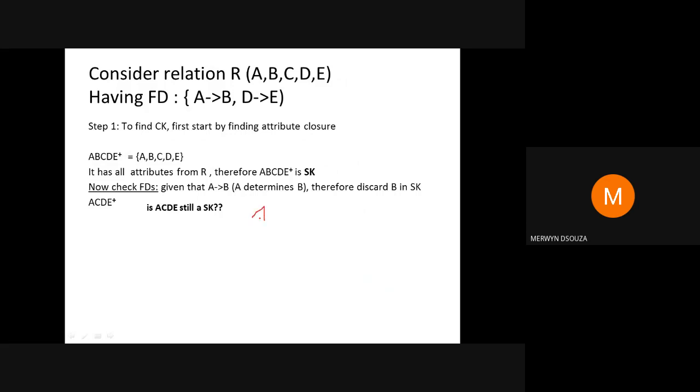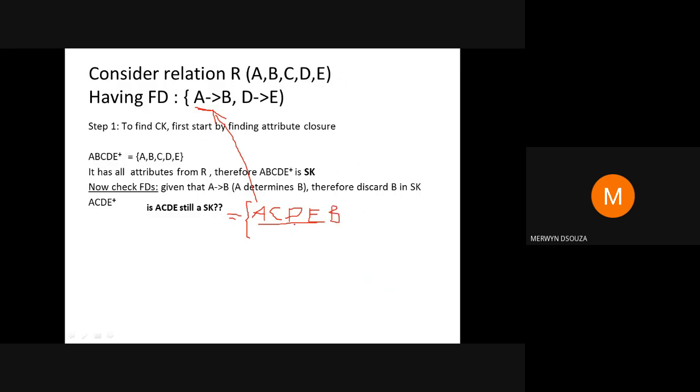When you find the closure of ACDE, using the reflexivity rule you will get A, C, D, and E in the closure. Once you have A, C, D, and E in the answer, check the given functional dependencies, whether any of these are on the left hand side. You can see that A is present on the left hand side, and A determines B. Therefore you can include B in the answer.